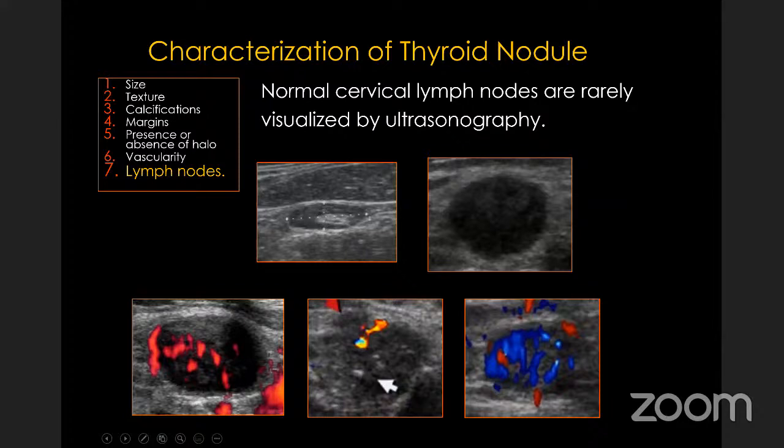The last characteristic is the lymph node. Normal cervical lymph nodes are rarely visualized by ultrasonography. However, hyperplastic lymph nodes appear in many diseases as they are seen with high accuracy. Benign as well as malignant lymph nodes have typical sonographic morphology. A benign lymph node appears as an oval and hypoechoic with smooth borders and a hyperechoic hilum, which represents hilar fat and small vessels.